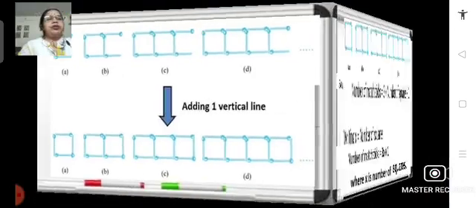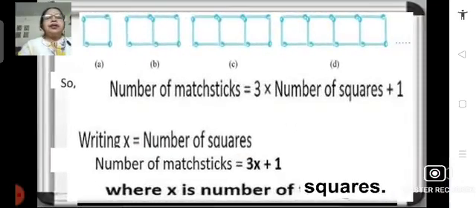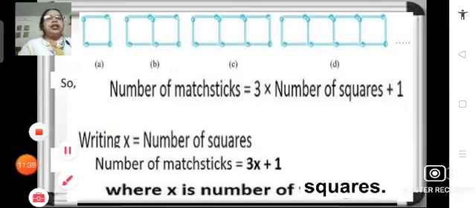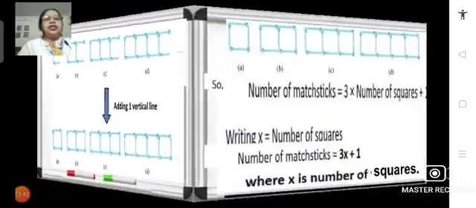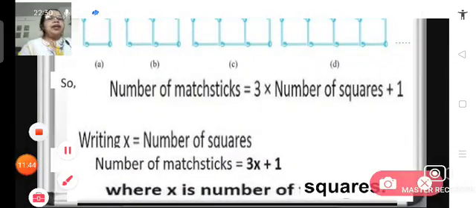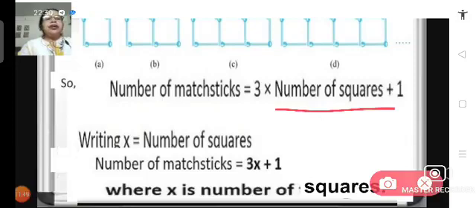So, what will be the formula? What will be the rule for this? The number of matchsticks will be 3 into the number of squares plus 1, isn't it? So, if we write x as the number of squares, then what will this be? It will be 3x plus 1, isn't it? The number of matchsticks will be 3x plus 1, where x is the number of squares.